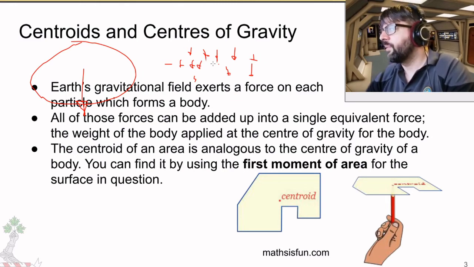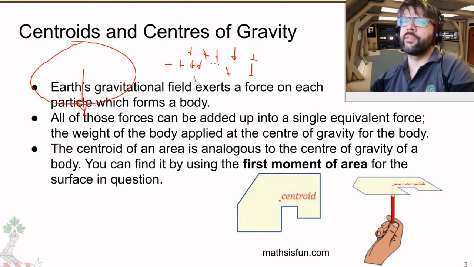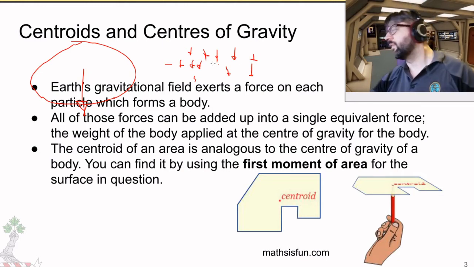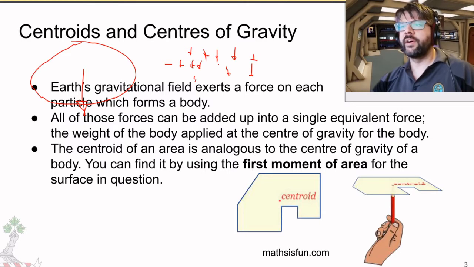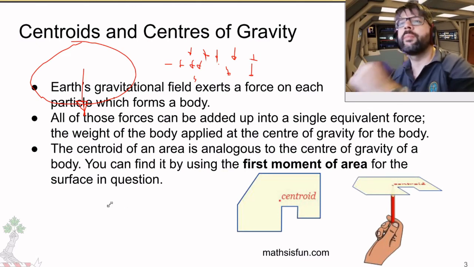So anyways, we can add all those up and pretend that the weight of the object is a single force acting through that point. And then we can do stuff like balance the thing on a pencil as long as the pencil is placed at the center of gravity. It'll be in equilibrium at that point.